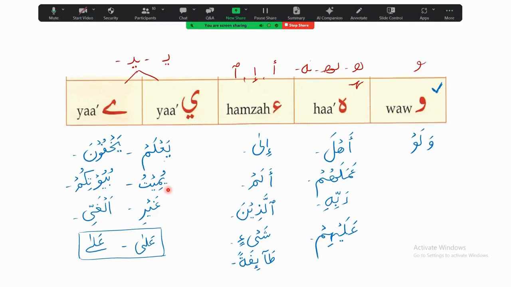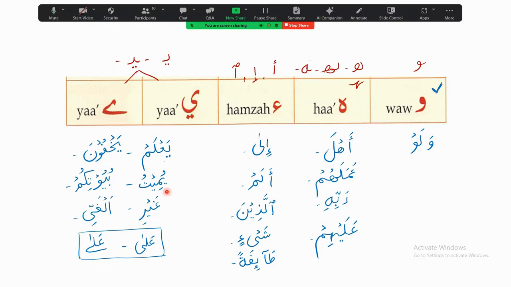This ya can be written like this at the start, right? There is a very little difference between these three forms, like this ya at the start, or this ya at the start, or this ya at the start. A little difference in the way they are written, but there are two dots below it, so we are not supposed to be confused, because we know that only the ya has these two dots below it.